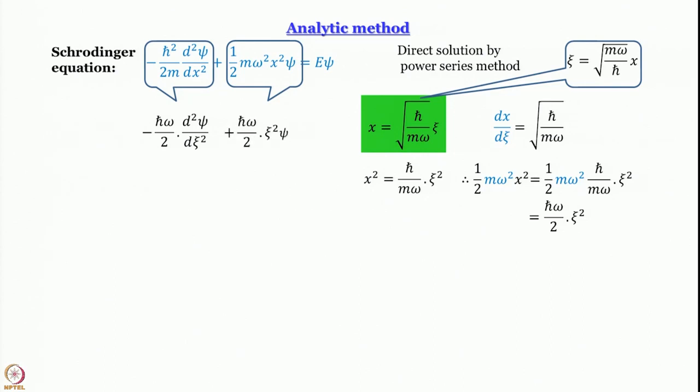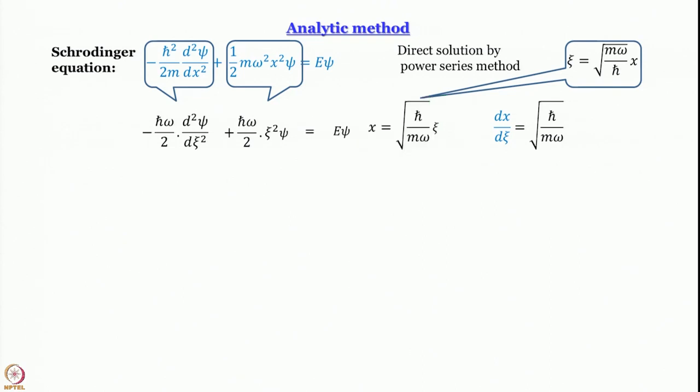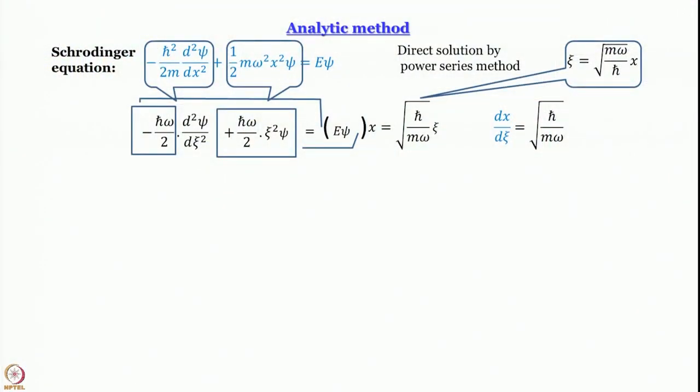Left hand side now is written in terms of ξ: minus ħω/2 d²ψ/dξ² plus ħω/2 ξ²ψ. That of course will be equal to Eψ. Now, what we can do is take the second term to the right hand side because we want to write our differential equation in a neat form. That is why we are doing this. Then the entire right hand side is multiplied by minus 2 by ħω. Then on the left hand side we will be left with only d²ψ/dξ². This is what we will get.